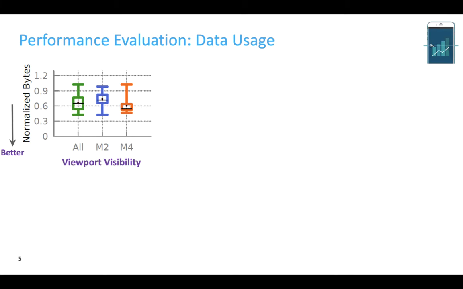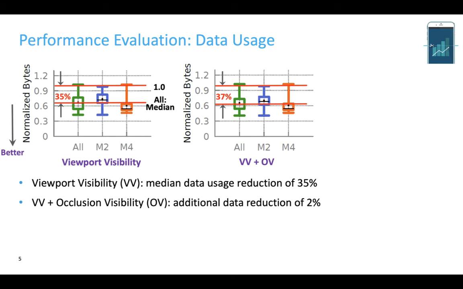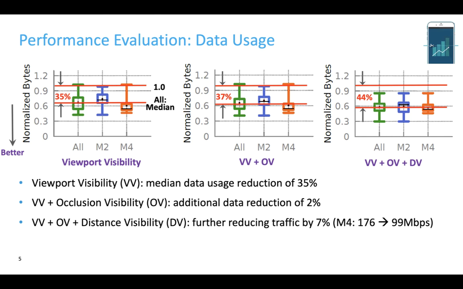The y-axis of this figure is the normalized bytes of ViVo over the baseline. The lower the better. The first bar is a mixed result for 2 videos, M2 and M4, that were used in our user study. The other 2 bars are for M2 and M4 separately. Using only viewport visibility, the median mobile traffic reduction is around 35%. When combined with viewport visibility, occlusion visibility can further reduce mobile data usage by 2%. Applying all 3 optimizations results in an additional 7% reduction.